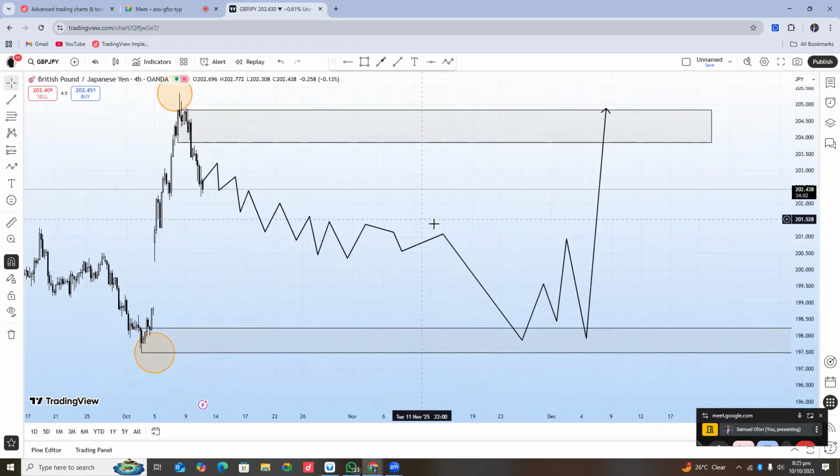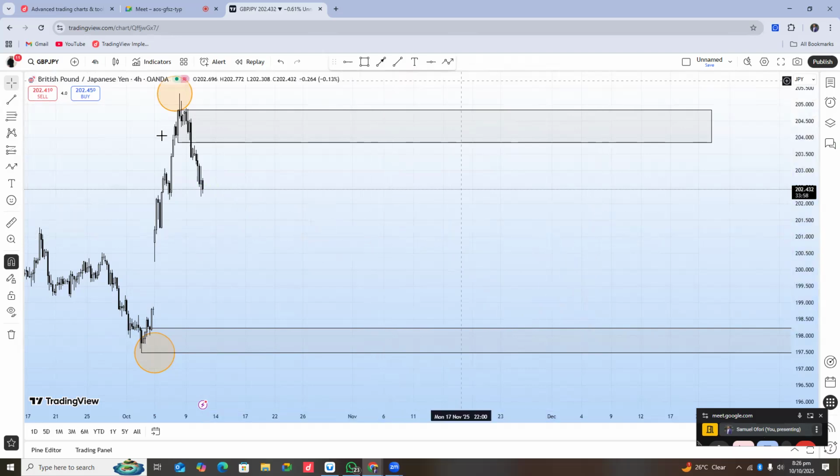Okay. But then over here, I want to show you something else. You see that price is not far from the supply zone. It means that we can actually take advantage of the sales even as it goes. But now let's look at something.